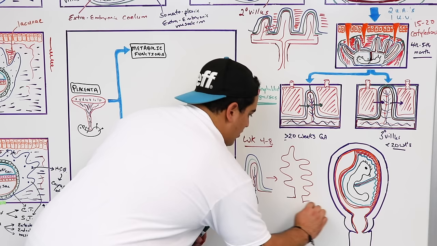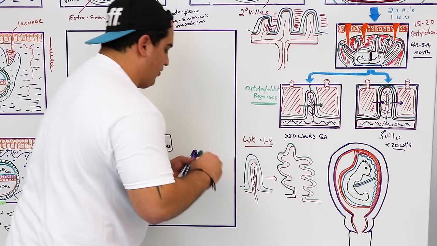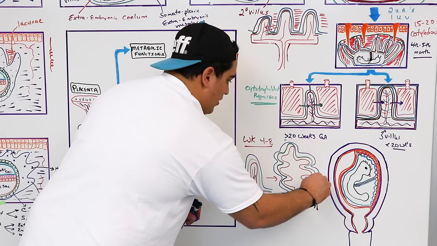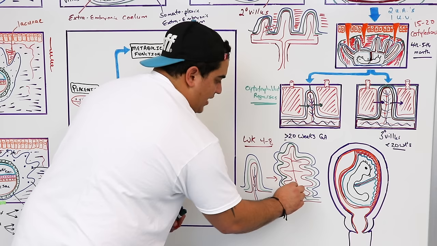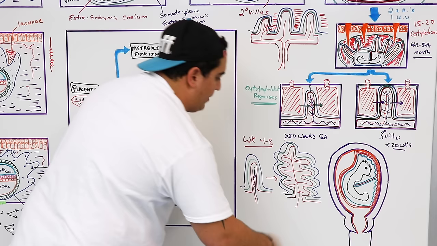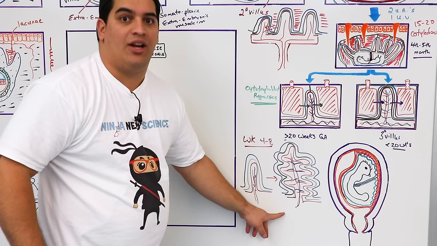But it's still covered by what? Cytotrophoblast. And it's still covered by syncytiotrophoblast. And in the center of it, it's still going to have the vessels. But what are you doing here by making it more branched? You're increasing the surface area for exchange. So that's all that's really happening from weeks 4 to 8. It's still the same layering. It's just becoming a more branched structure to increase the surface area for diffusion and transport of different things.